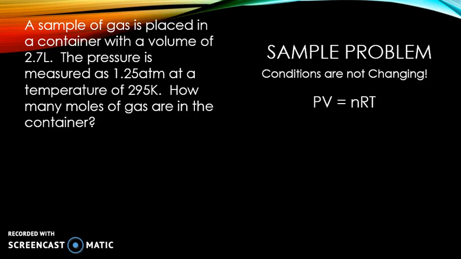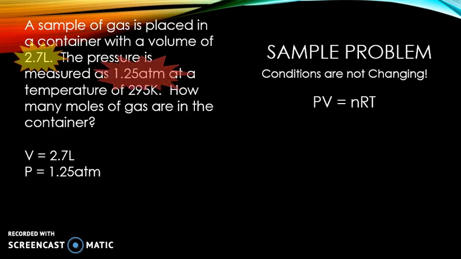I'm just going to scan through and find some of my numbers. The first one I see is 2.7 liters, so I'm going to go ahead and define that as V. I see 1.25 atm, that's a pressure. 295 Kelvin, that's a temperature. And then finally the problem asks me to solve for the number of moles. That's what we would plug in for n. And since that's not defined in the problem, I'm going to define it as X.